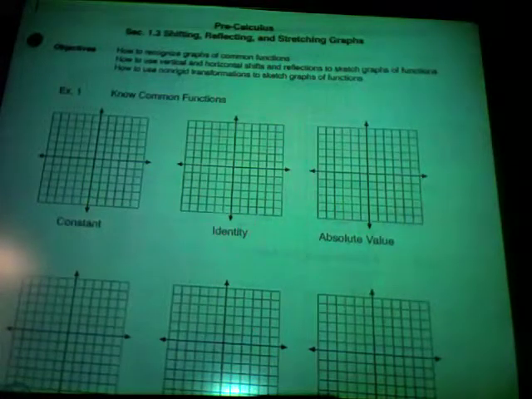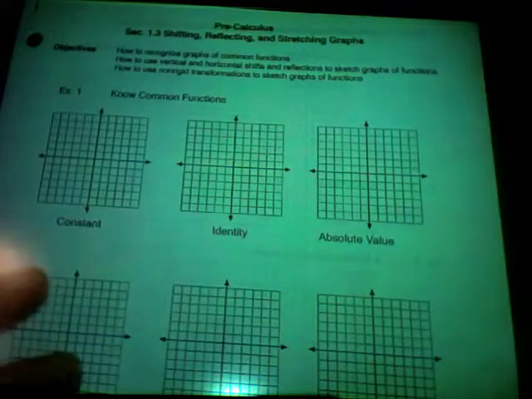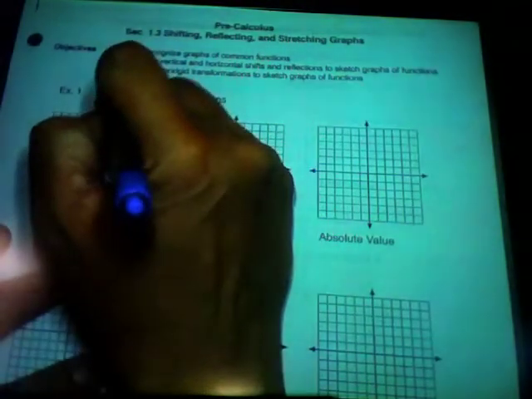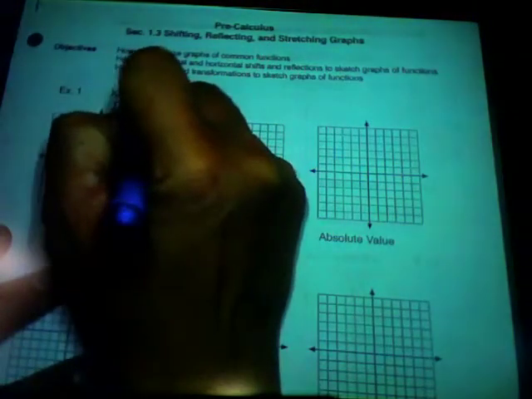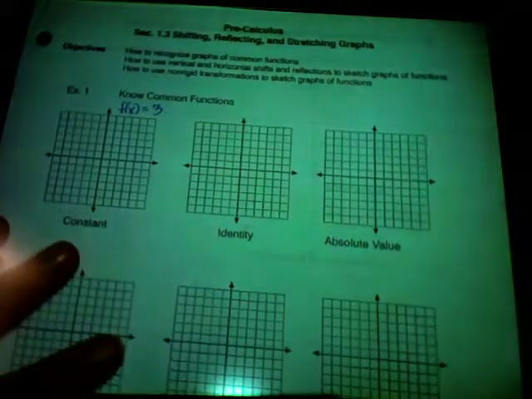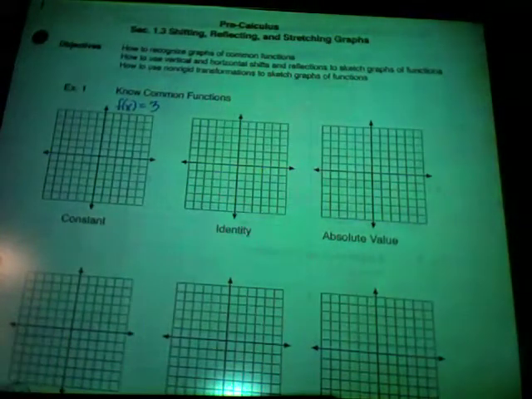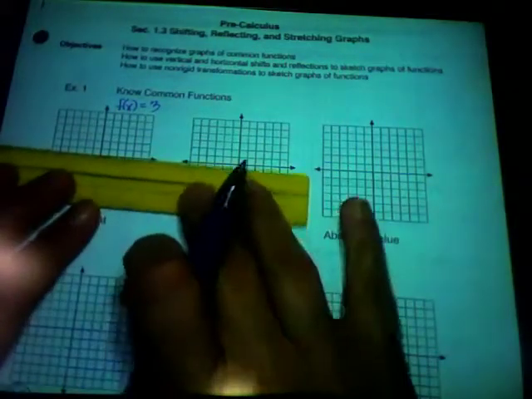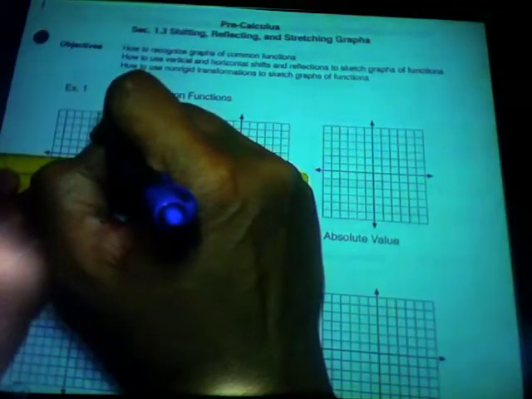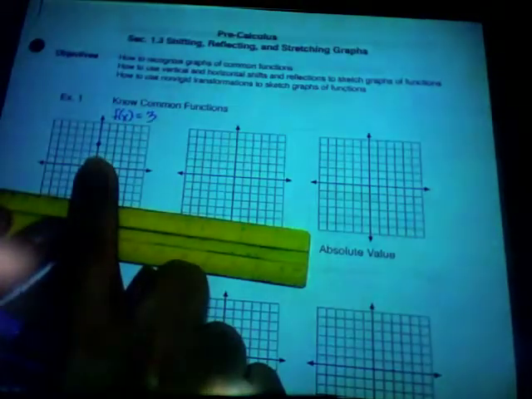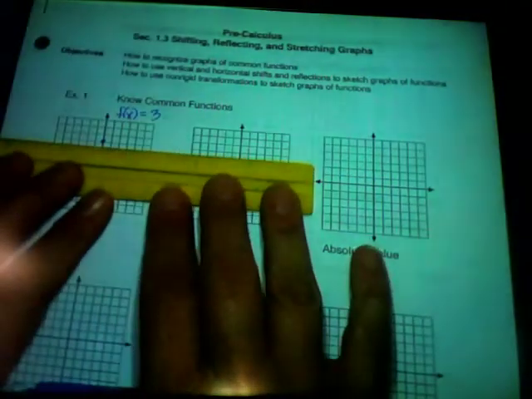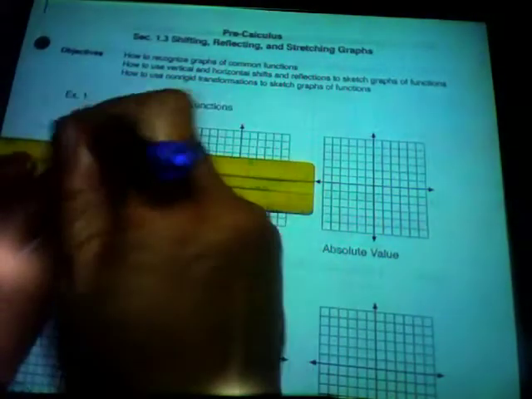So a constant can be anything that's a horizontal line. Like here, I'm going to choose f of x is equal to 3. That's essentially saying y equals 3. And so if I were to plot that, here is 3 on the y-axis. The only way to cut the y-axis into two pieces is with a horizontal line going through 3.